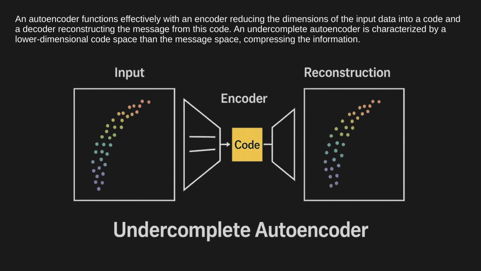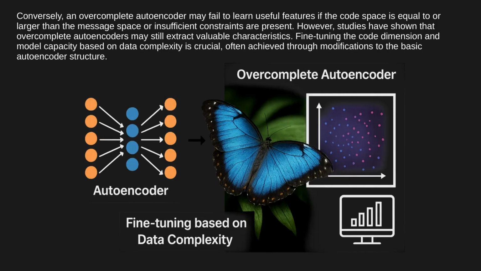An undercomplete autoencoder is characterized by a lower dimensional code space than the message space, compressing the information. Conversely, an overcomplete autoencoder may fail to learn useful features if the code space is equal to or larger than the message space or insufficient constraints are present. However, studies have shown that overcomplete autoencoders may still extract valuable characteristics. Fine-tuning the code dimension and model capacity based on data complexity is crucial, often achieved through modifications to the basic autoencoder structure.